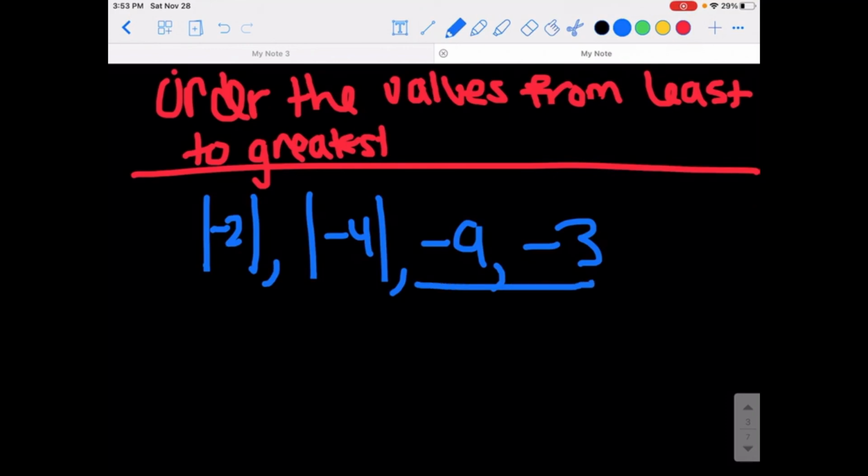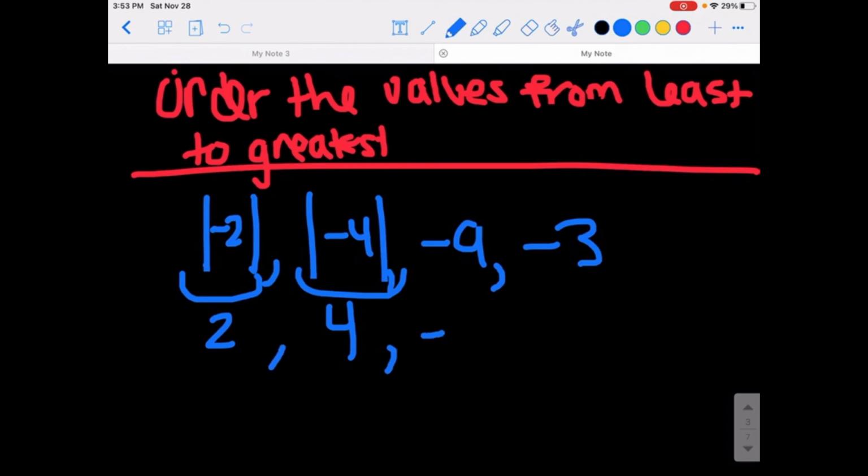First, we have some with the absolute value bars, which we know are positive. So this is 2, and this is 4. So we have 2, 4, and negative 9, because it didn't have the bars. If it had the bars, it would have been a positive number, but it didn't. So now we can order them very easily.